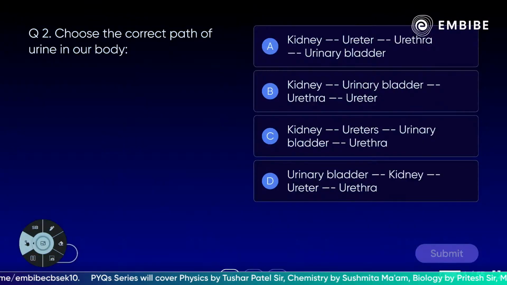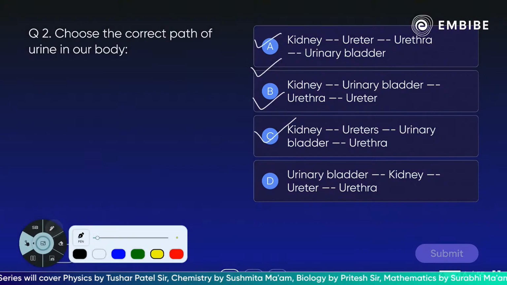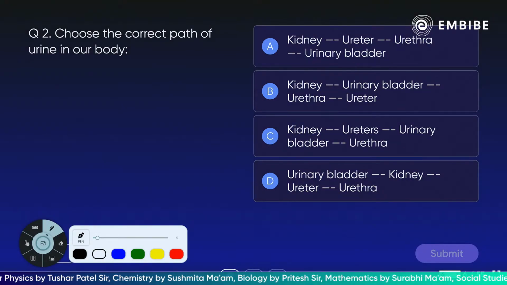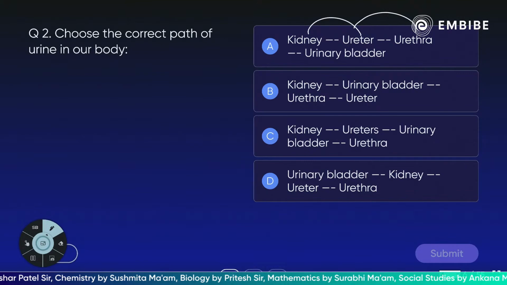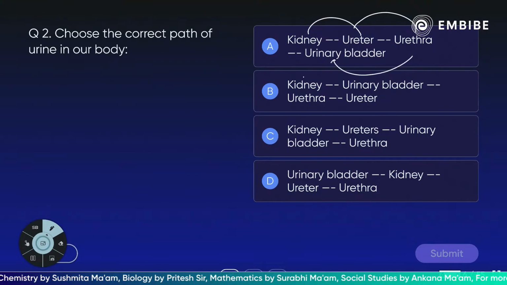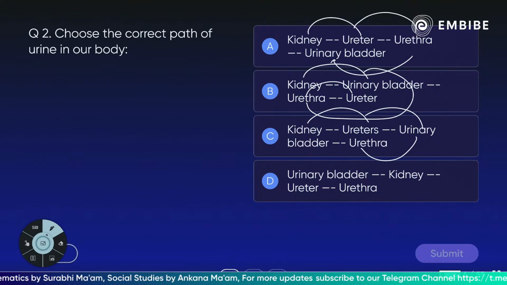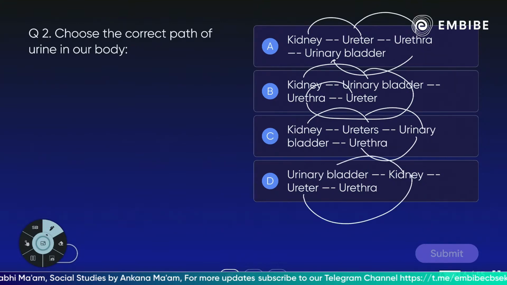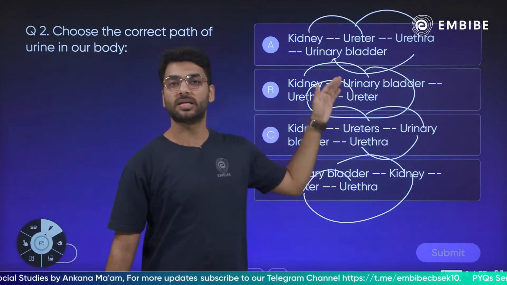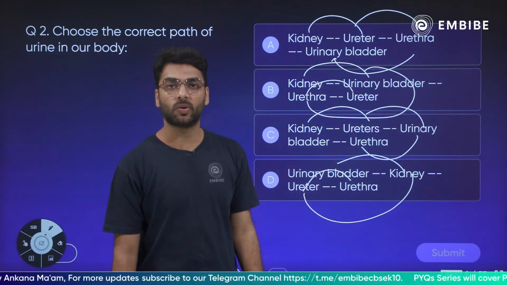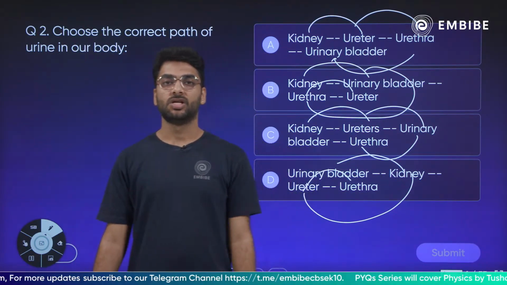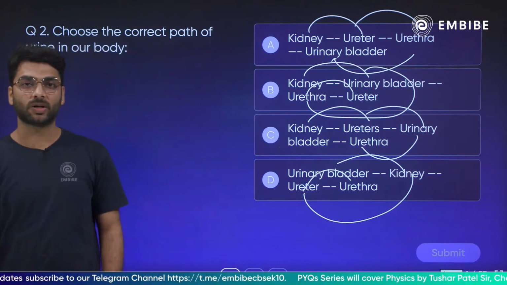Let us look at the second question. Choose the correct path of urine in our body. What is the correct path of urine? From kidney to ureters, from ureters to urethra, from urethra to bladder, or kidney to bladder, bladder to urethra and urethra to ureters, or kidney to ureters, ureters to bladder, bladder to urethra, or bladder to kidney, kidney to ureter, ureter to urethra. Which one is the correct one? Come on, quick, jaldi, which one is the correct one?